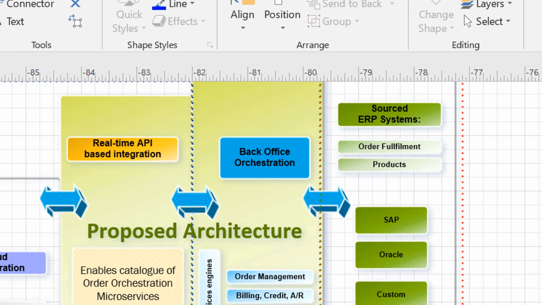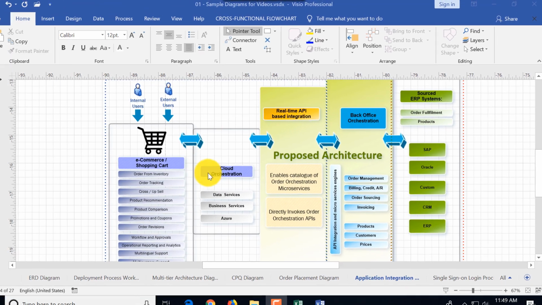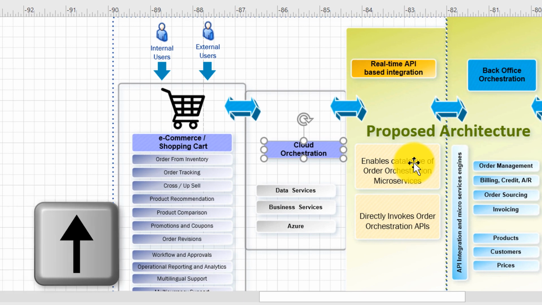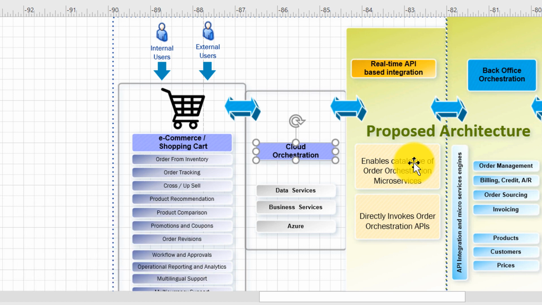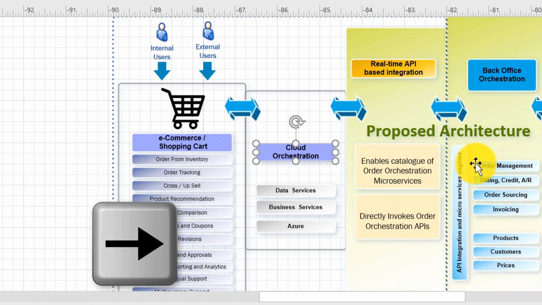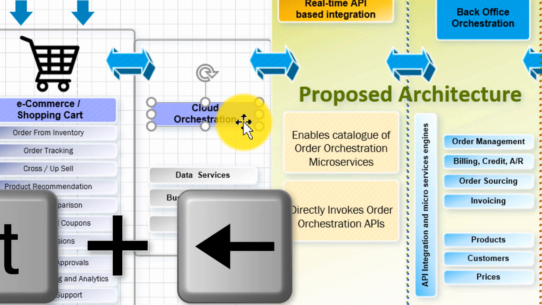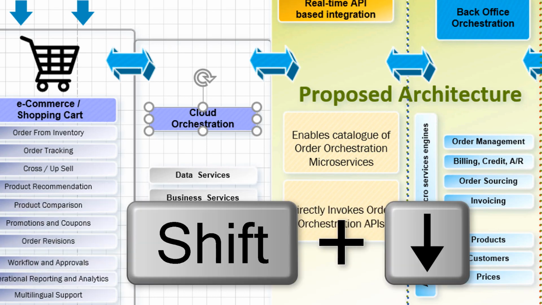Next, let's look at the set of shortcuts to help you manipulate the objects. For example, to move the object, you need to select the object and use arrow keys. You can move it up, right, left, or down. If you need more precise movements, you need to use Shift arrow. Shift arrow allows you to move objects in smaller increments.